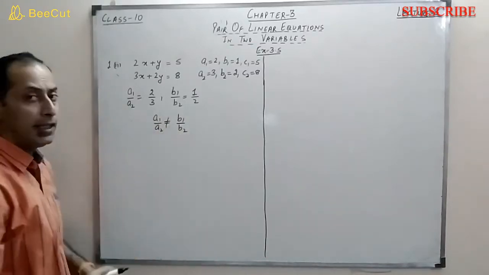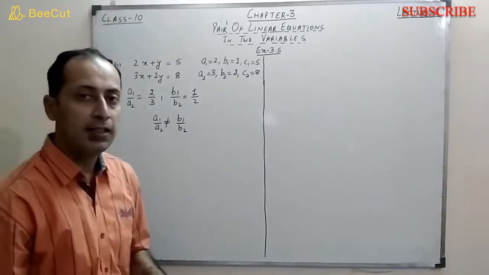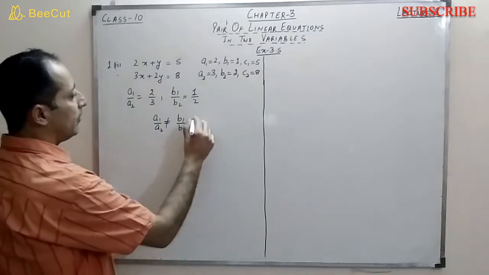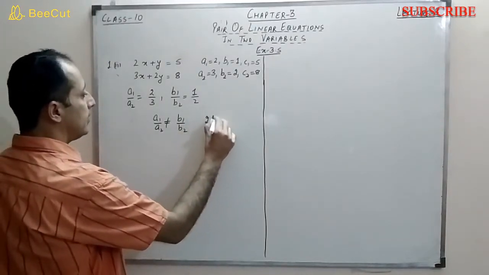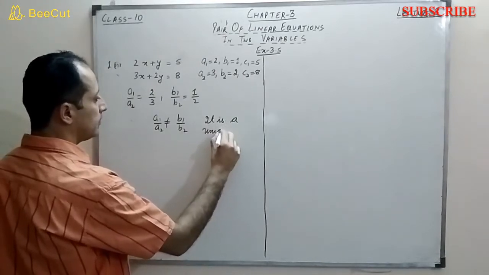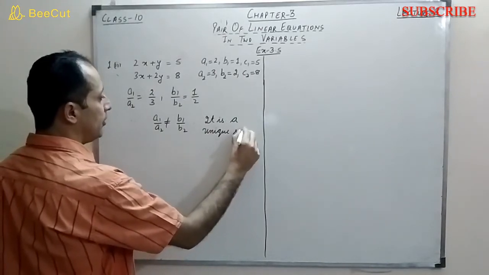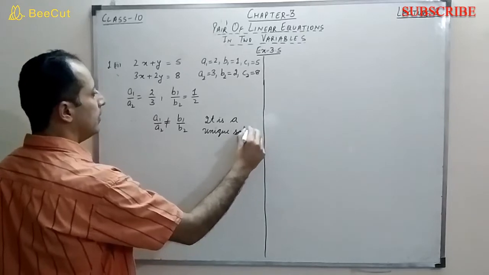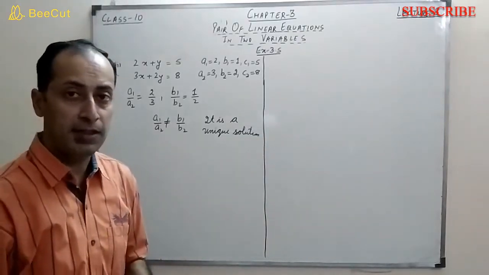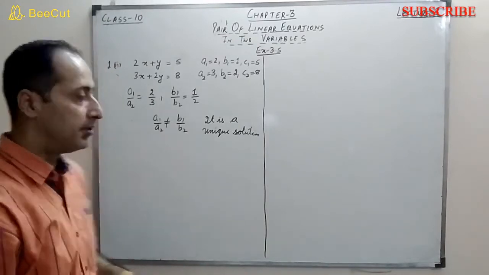And when they are not equal, we say the equations have a unique solution. So we write, therefore, it is a unique solution. Now, in case of unique solution, in the question they have asked, we have to use the cross multiplication method to simplify the equations.